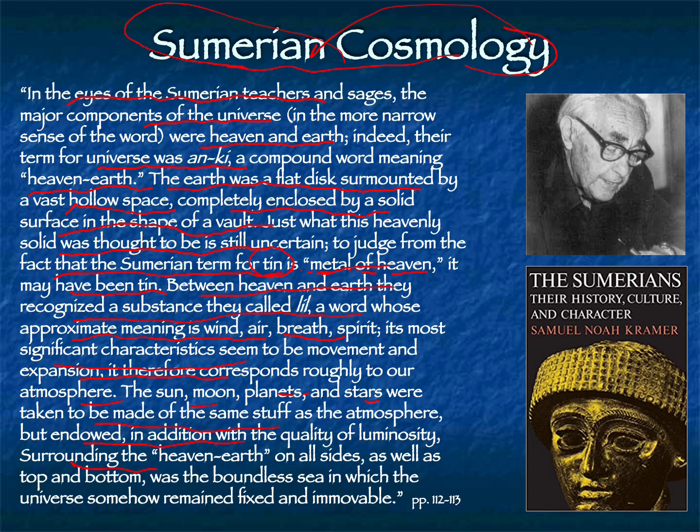Surrounding the heaven and earth on all sides, as well as top and bottom, was the bottomless sea in which the universe somehow remained fixed and immovable. So this is Samuel Noah Kramer, the famous Sumerian cosmologist and historian.